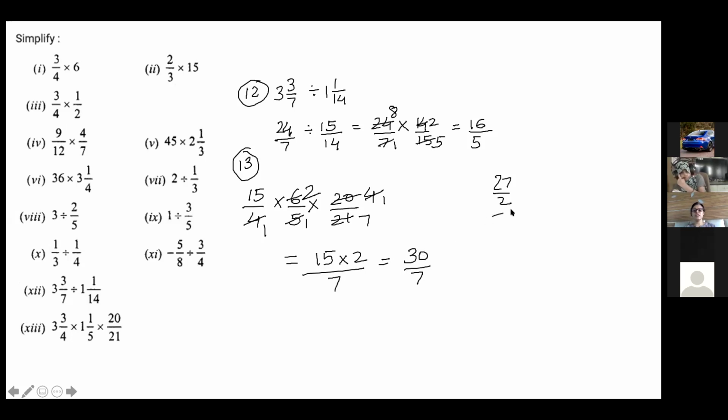So those who are getting another answer, it is wrong. Answer is 15 twos are 30 upon 7. I also got 30 upon 7. Can we not do 4 and 6 like 2 twos and 2 threes? Anyway, you can do it, Munib. Ma'am, but I got 10 upon 7. Ma'am, I got 30 upon 7.